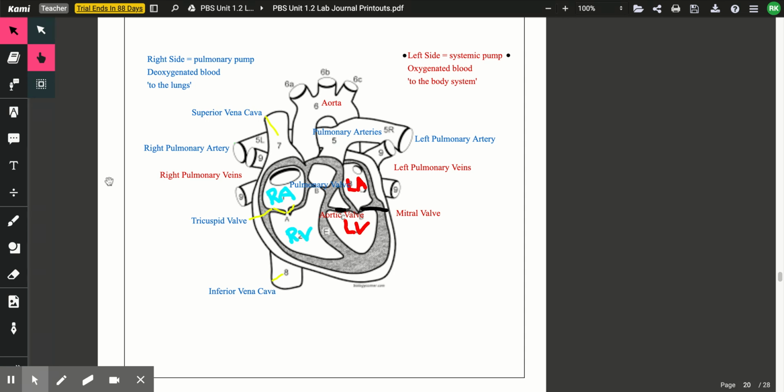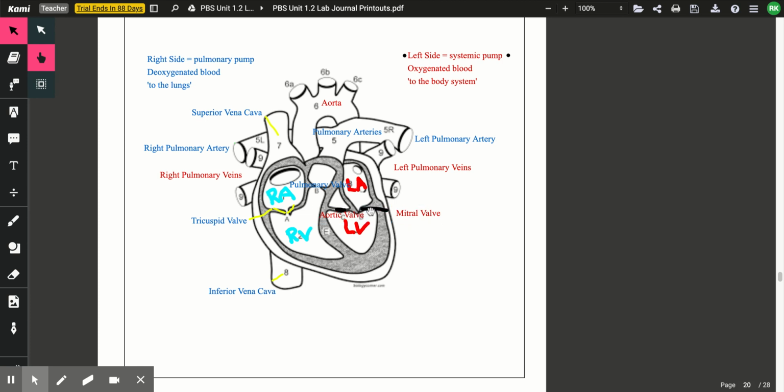The next major vessel would be the pulmonary veins. So that's what these are here, represented with the number 9. These are veins. There's the left side and the right side of the pulmonary veins. They all come into the left atrium right here. It's now going to pass through our third valve. The third valve is the mitral valve.